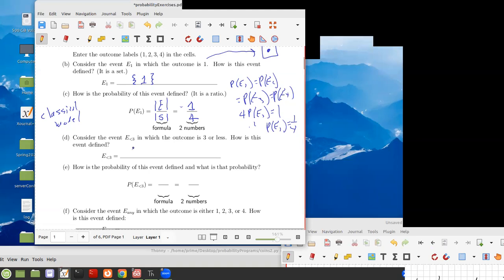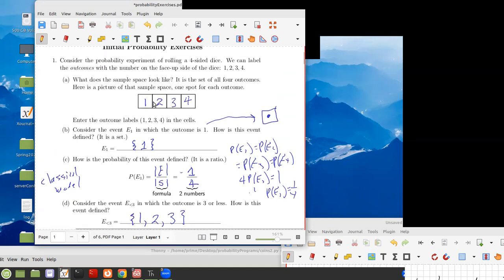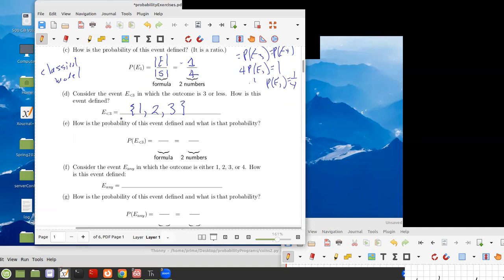Well, you probably wrote down this. Hopefully you wrote down this. The event was {1, 2, 3}. That's the event that the outcome is 3 or less. That's an event, right? It's a subset of the sample space, 3 out of the 4. So how is the probability of this event defined, and what is that probability? It's defined via the formula for the classical model as the number of outcomes in the event, the number of elements in the set, divided by the size of the sample space. Well, this is going to be 3/4. So the probability of this is 3/4.